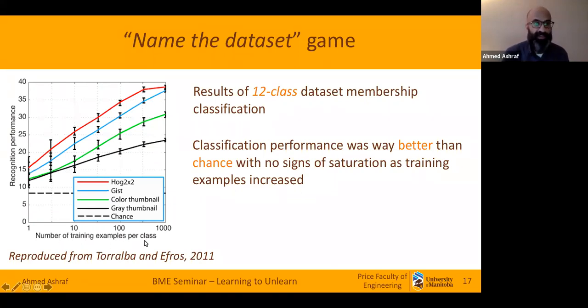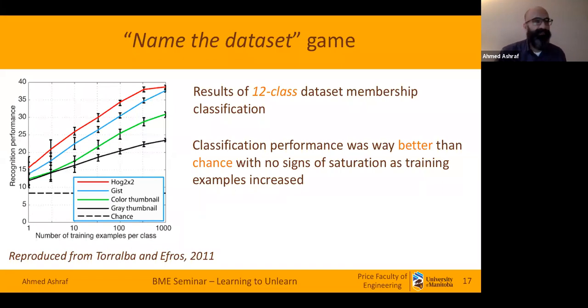As a function of the training examples. For example, in this graph, the x-axis is the number of training examples. As you can see, for different methods, the classification performance kept on increasing as you kept on increasing the number of training examples. And this was a 12 class problem. So the chance performance would be 1 upon 12, around 8%. And every method actually performed much better than chance.